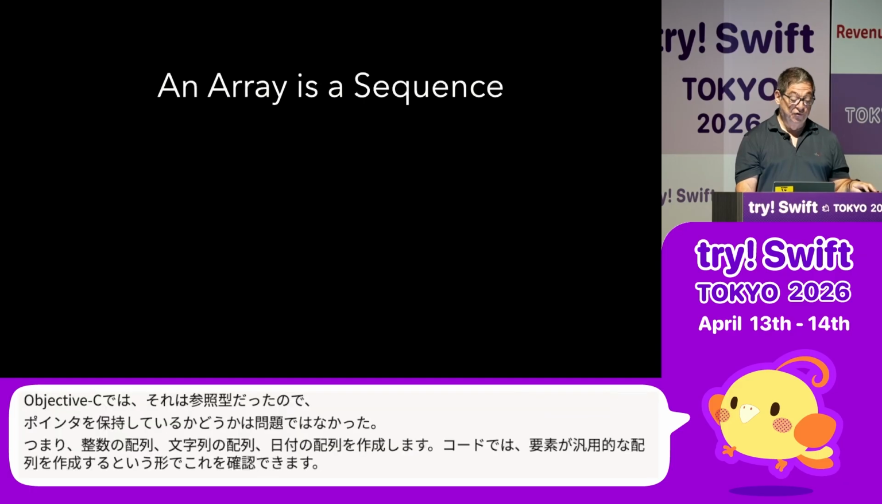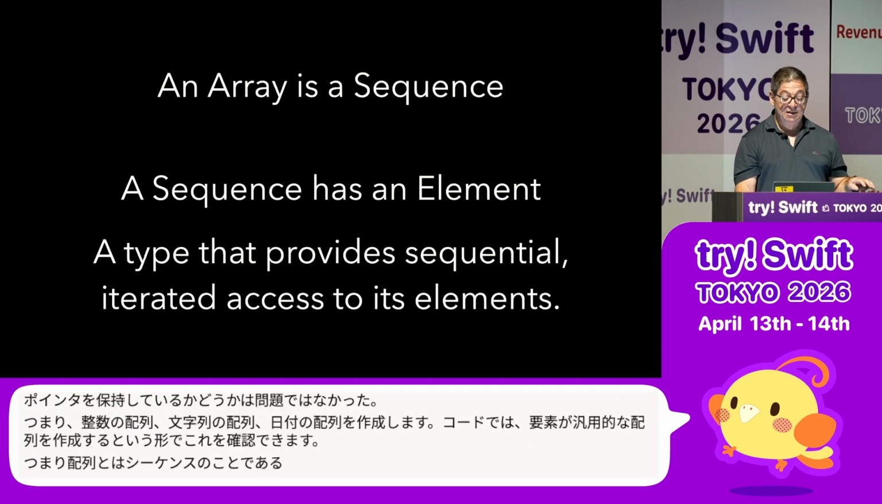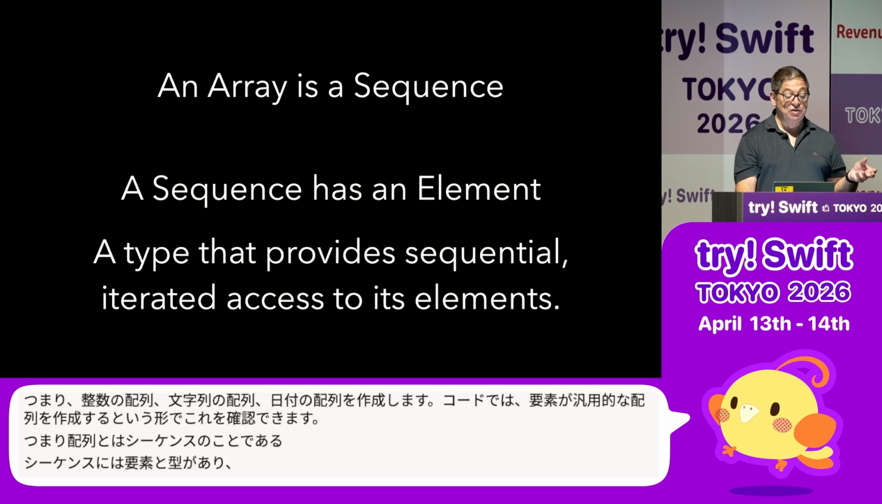And so an array is a sequence that has an Element, and a type that provides sequential iterated access to its elements. That's how we think of a sequence, sequential iterated access. Oh, a sequence has an iterator. Let's look at this in code. Things are better in code. In code, I'll create an array that contains just these elements, and this is an array generic in Int. It's an array of ints.